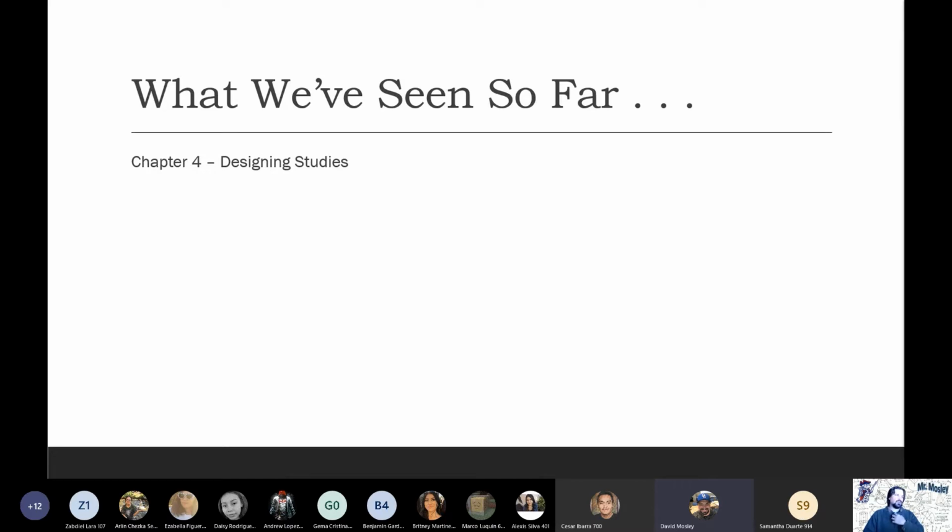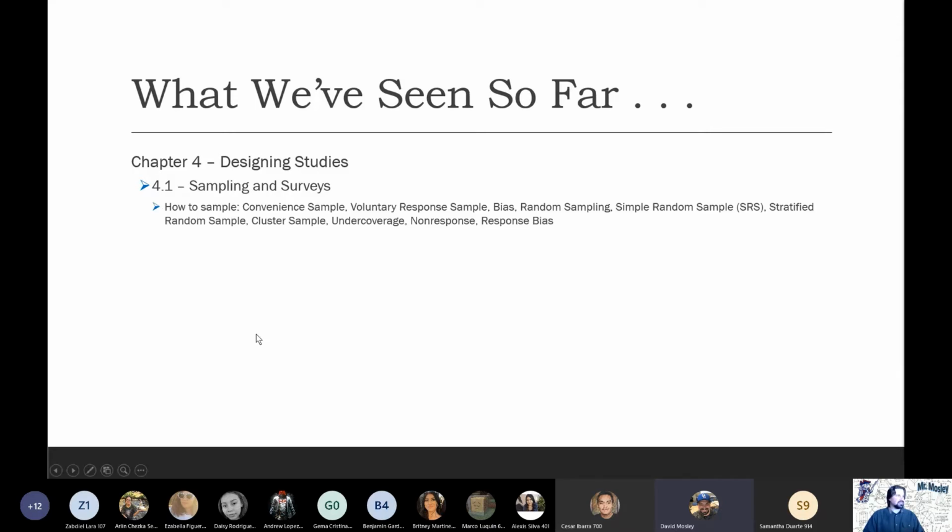First, we covered chapter 4, which was on designing studies. Section 4.1 was sampling and surveys. We discussed how to sample. It covered things such as convenience sample, voluntary response sample, bias, random sampling, simple random sample, stratified random sample, cluster sample, undercoverage, non-response, and response bias.